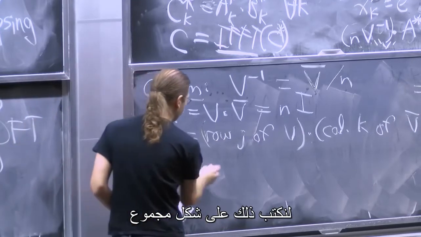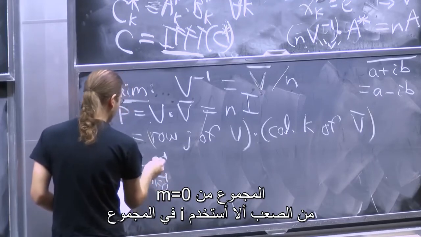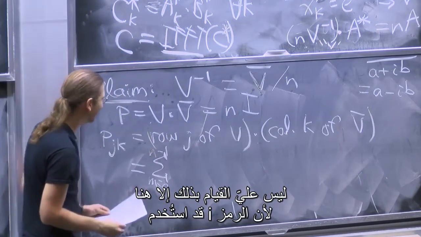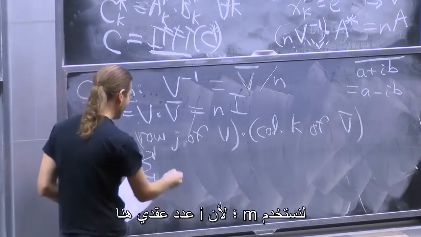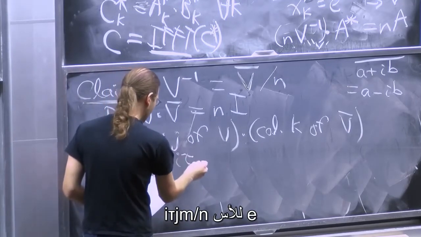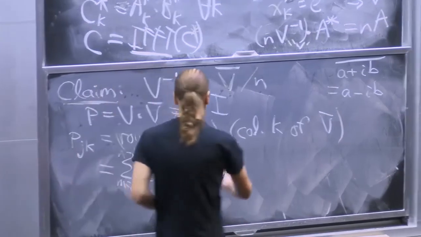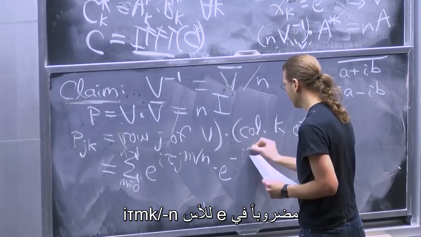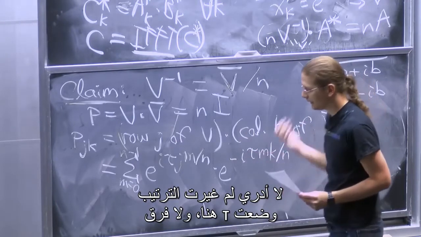So let's write it out as a summation from m equals 0. It's so hard not to use I for my summations, but we'll use m, because I is a complex number today. So we have e to the I tau j m over n times e to the minus I tau m k over n.